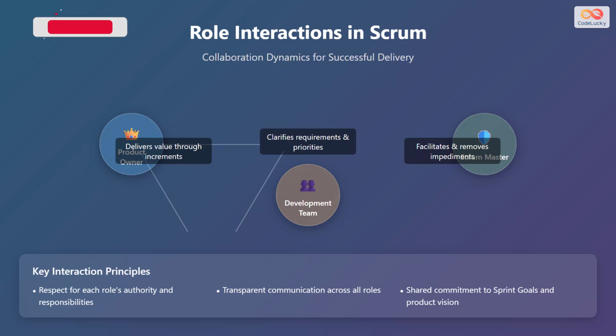The product owner clarifies requirements and priorities with the development team, who in turn delivers value through increments. The Scrum Master facilitates and removes impediments for both the product owner and the development team. Key interaction principles include respect for each role's authority and responsibilities, transparent communication across all roles, and shared commitment to sprint goals and product vision.